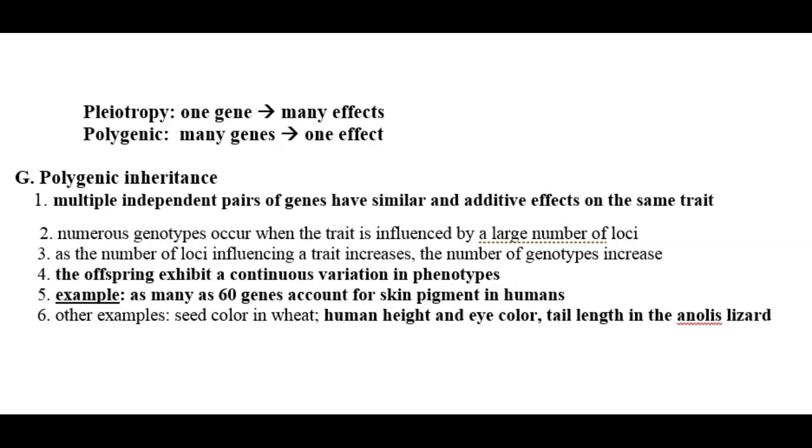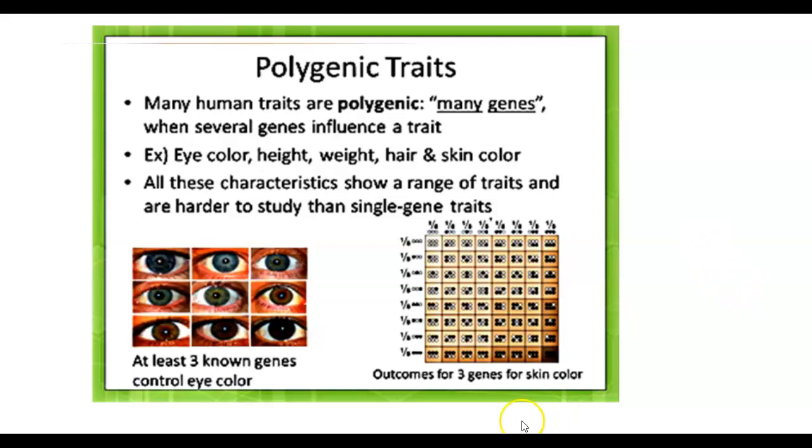So let's actually go ahead and look at an example. So let's look over here. It says this is for 3 genes for skin color, but we know there's a lot more. But look, all these different possibilities of different genotypes and different phenotypes. We know at least 3 genes control eye color, but we know there are more than that. And we're going to look more at eye color. So there's going to be a great range of traits, continuous range. Again, many polygenes for one effect.